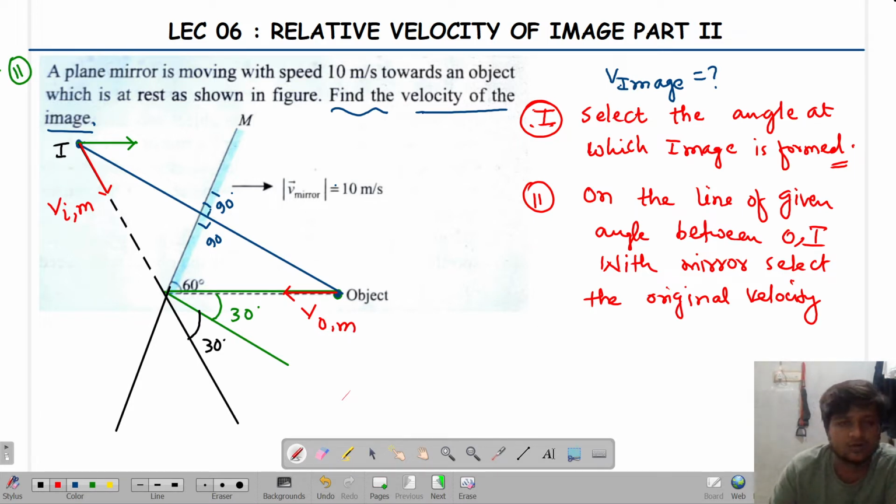Gagan, Anush, yes or no? Understood or not? Tell me, Gagan. Yes, Anush. Yes, sir. Okay, now you have got this particular thing.